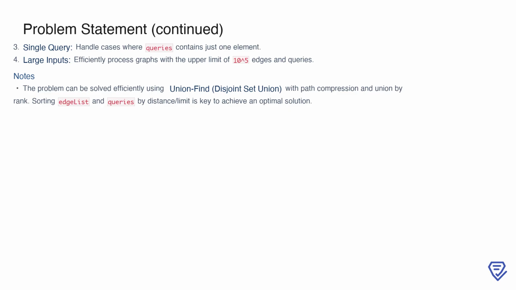A recommended approach is to use the union-find data structure, also known as disjoint set union, with optimizations like path compression and union by rank. By sorting both the edge list and queries by distance and limit respectively, we can process the queries efficiently and achieve optimal performance for large inputs.